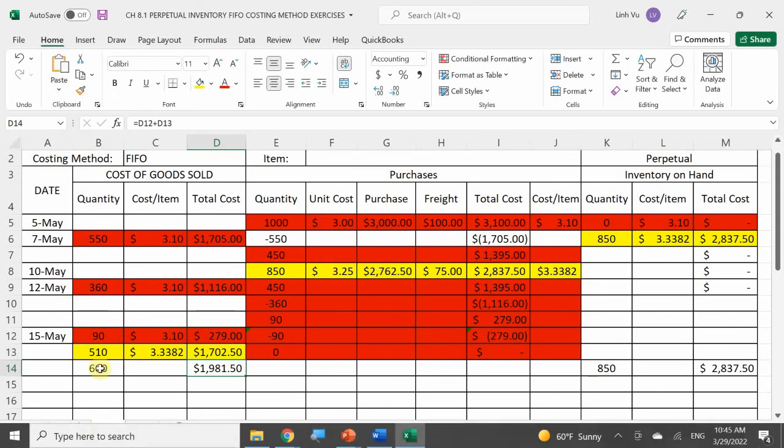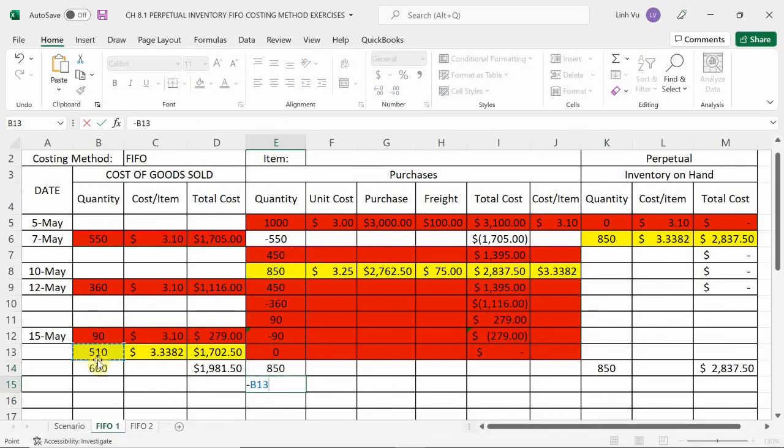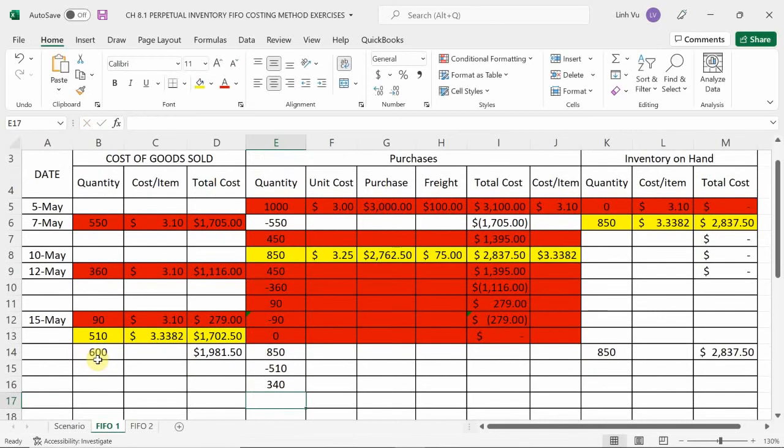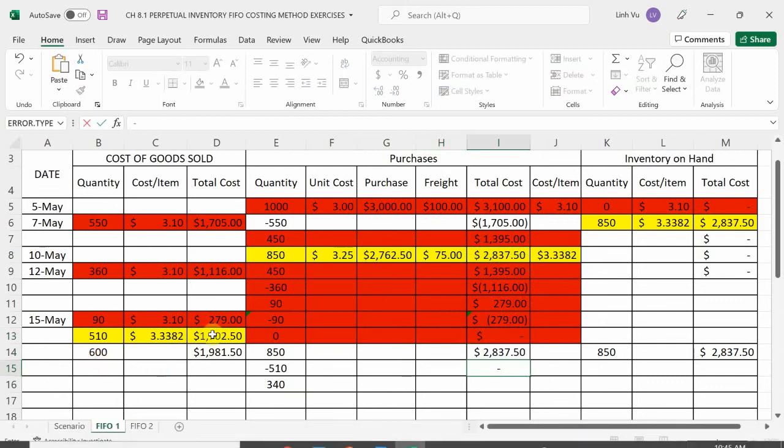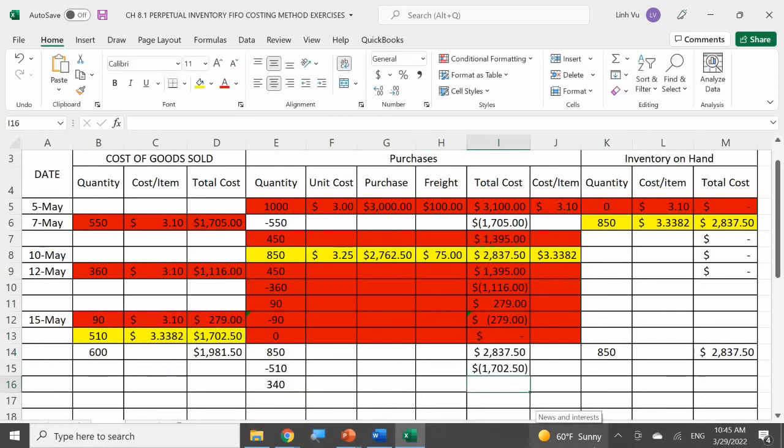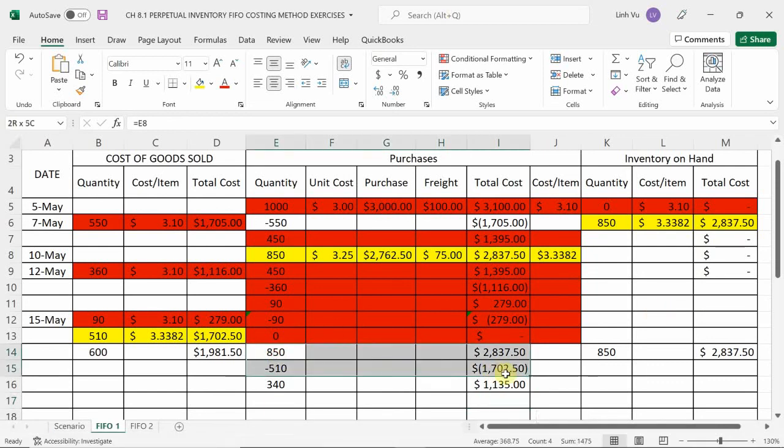So I'm going to do exactly how I've been doing. I'm going to carry this batch of yellow right here. I'm going to subtract 510 to give me a grand total of 340. Okay. Carry down my 2,837.50, minus out my 1,702.50, which should be giving me a total left of 1,135 even. Okay. And this was all the yellow batch.